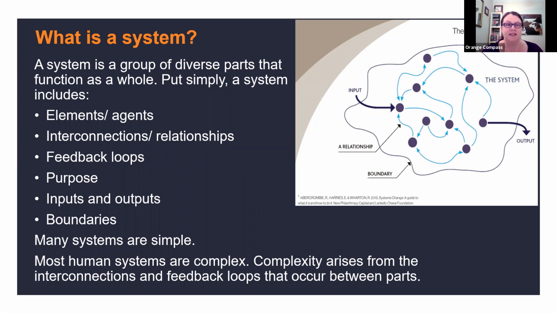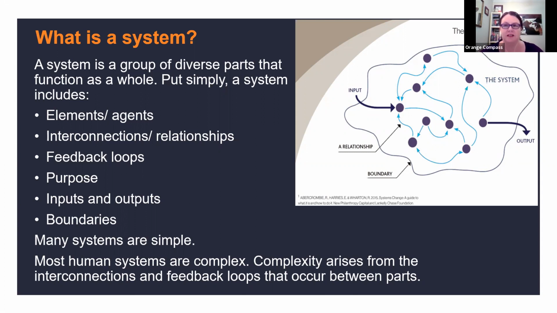Firstly, let's just start with what is a system. A system is a group of diverse parts that function as a whole. So when we talk about a system, we're talking about the elements, agents, or actors. In this image, the blue dots could be described as actors. We're also interested in the interconnections and relationships between them. A lot of seeing the system is actually about making the connections between parts visible. If we look here, the blue arrows, we're trying to understand the nature of those. Those arrows themselves form feedback loops. So we're trying to understand what the different feedback loops are and the connections that might cascade out across the system. Really to understand the purpose of the system.